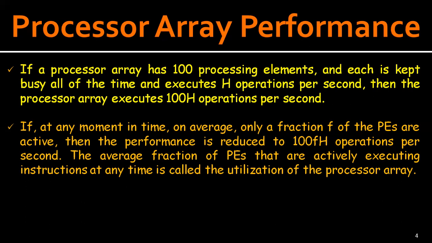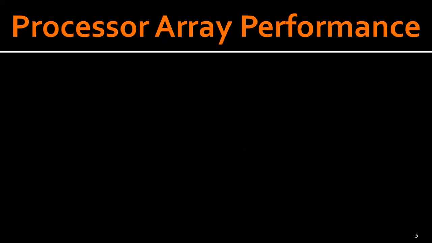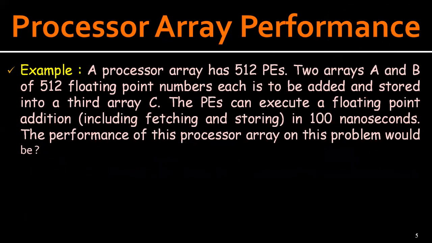So for that, let us see one example. Here, the performance of the processor array on this particular problem: suppose a processor array has 512 PEs, and two arrays A and B of 500 floating point numbers each are to be added and stored into a third array C. Then the PEs can execute a floating point addition, including fetching and storing, in 100 nanoseconds.